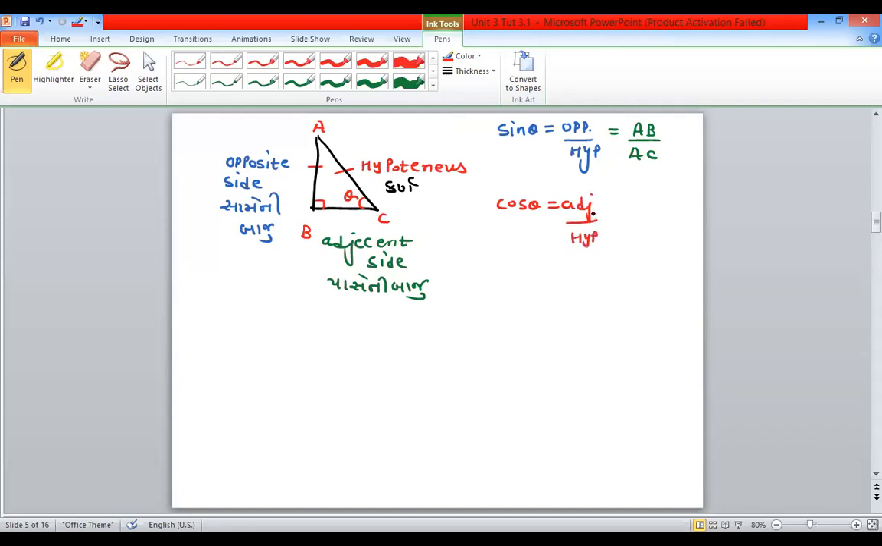You must remember these two formulas. The adjacent length is BC and the hypotenuse is AC. And look, student, if you change the angle, the hypotenuse is always fixed.